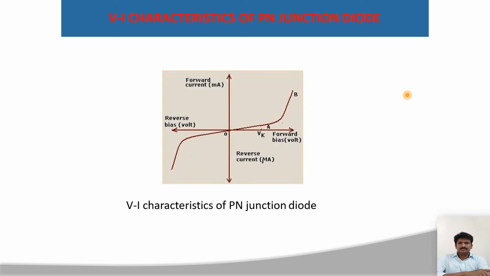The result is that a high potential barrier is created, thus preventing current from flowing through the semiconductor material. Here is the VI characteristics of the p-n junction. Here we have to take the x-axis as the voltage, forward bias voltage and reverse bias voltage. The y-axis is the forward current and reverse current.